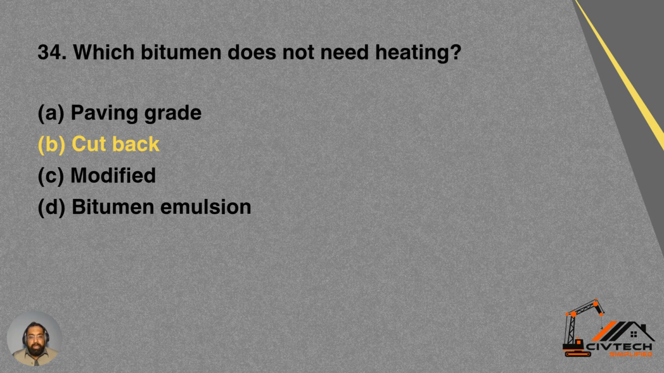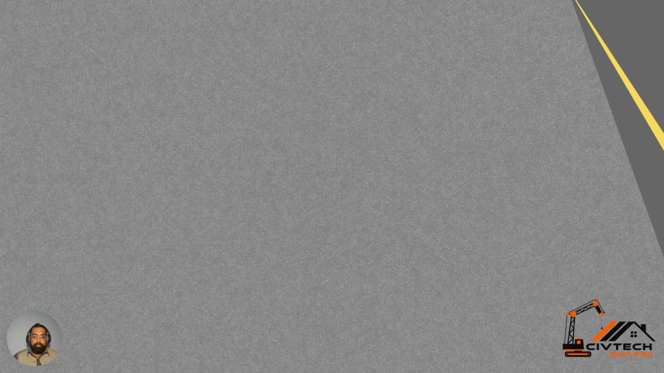Question 34. Which bitumen does not need heating? Option A, paving grade bitumen. Option B, cut back. Option C, modified. Option D, bitumen emulsion. So B is the correct answer. Cut back bitumen does not need any heating.